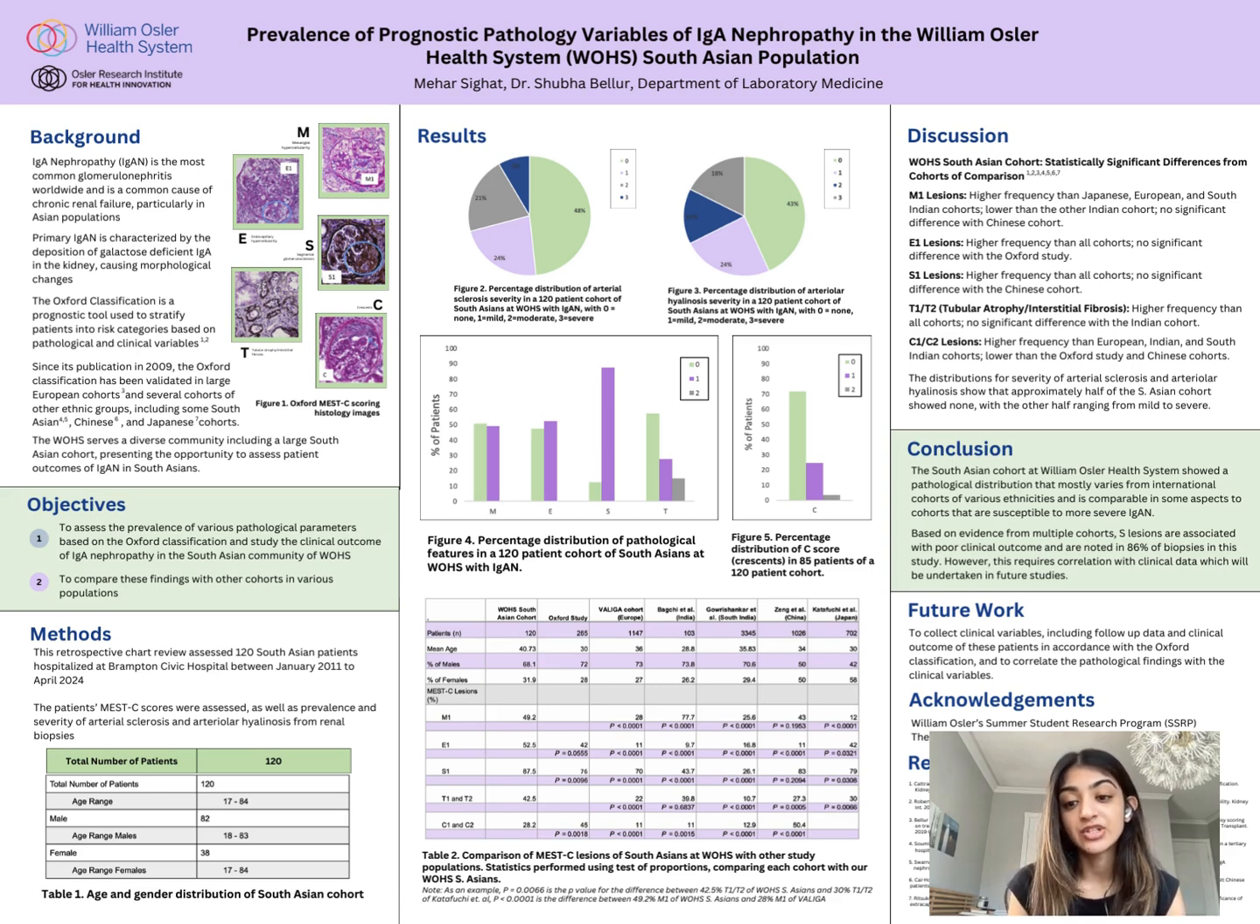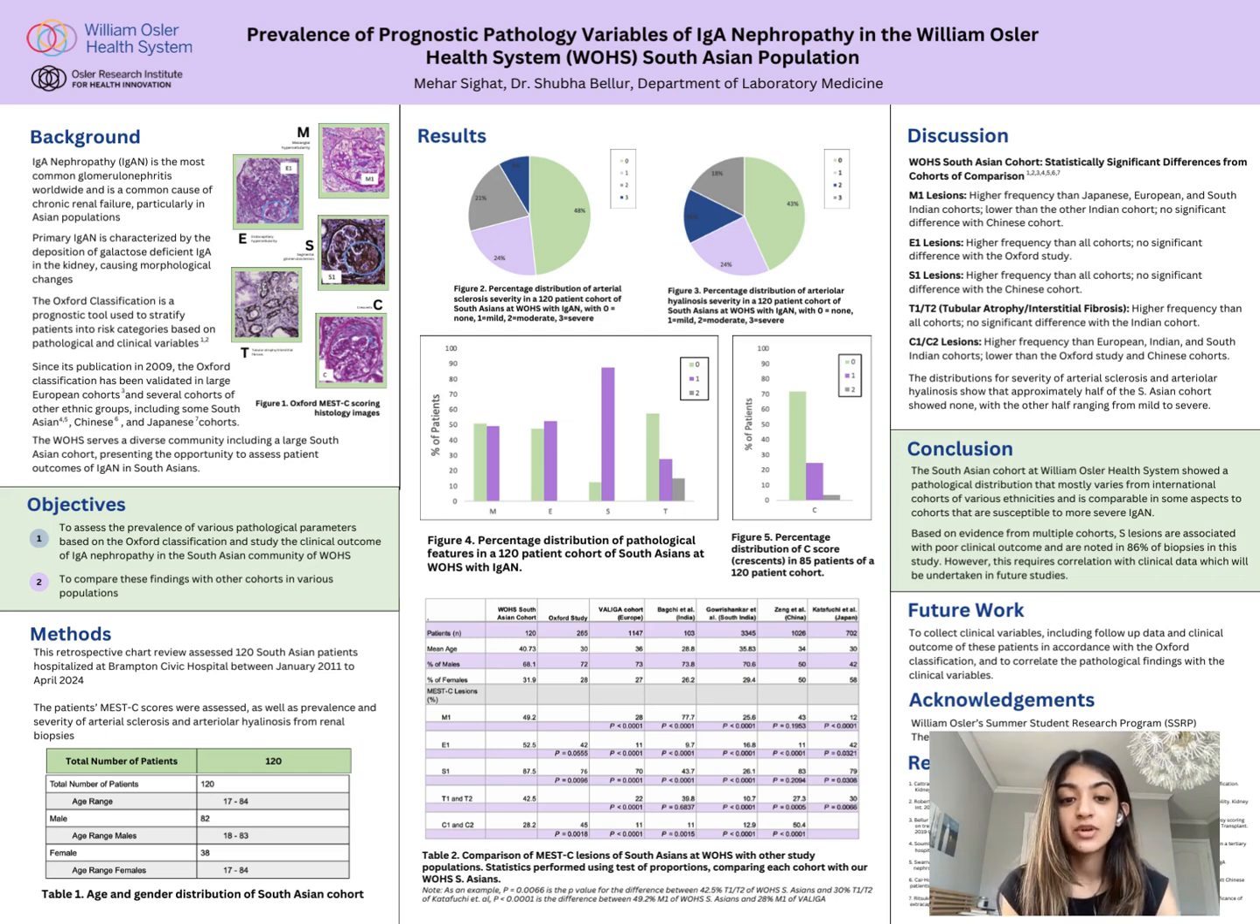Now, since its publication in 2009, the Oxford classification has been validated in many cohorts, including large European, Chinese, Japanese, and some South Asian cohorts. Now, seeing as the William Osler Health System serves a diverse community, including a large South Asian population, it presented us with the opportunity to assess patient outcomes of IgA nephropathy in South Asians, a group that is at risk for more severe symptoms and progression of IgA nephropathy.